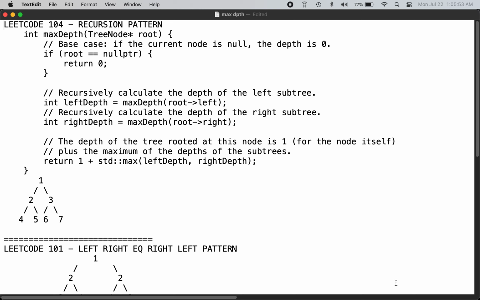Let's discuss two problems because they are very simple and they are pretty much similar. LeetCode problem number 104, which asks you to find the max depth, and then LeetCode 101, which checks if the trees are symmetric or not.